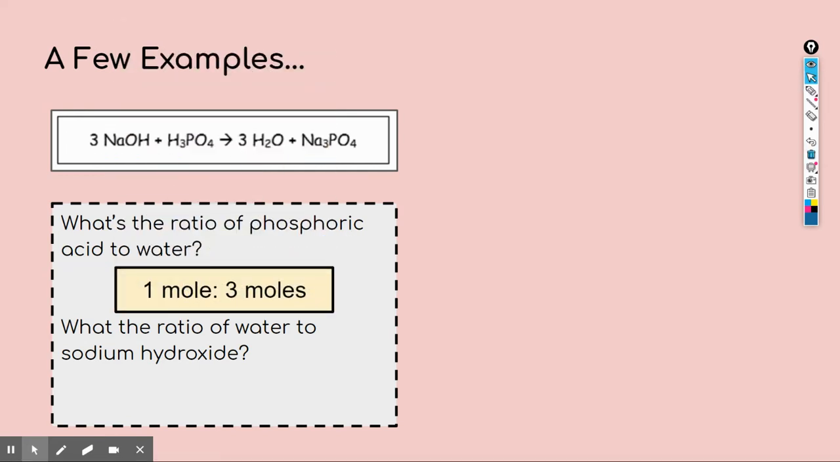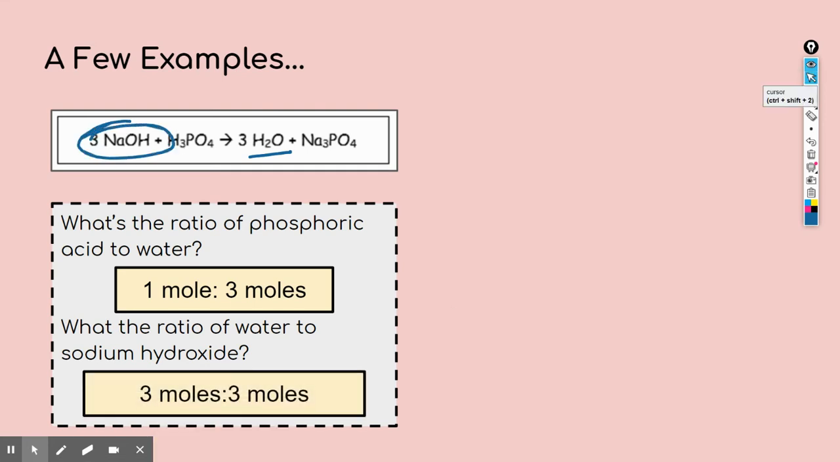And that's moles. And what's the ratio of water to sodium hydroxide? So water to sodium hydroxide, that's going to be a 3 mole to 3 mole ratio.